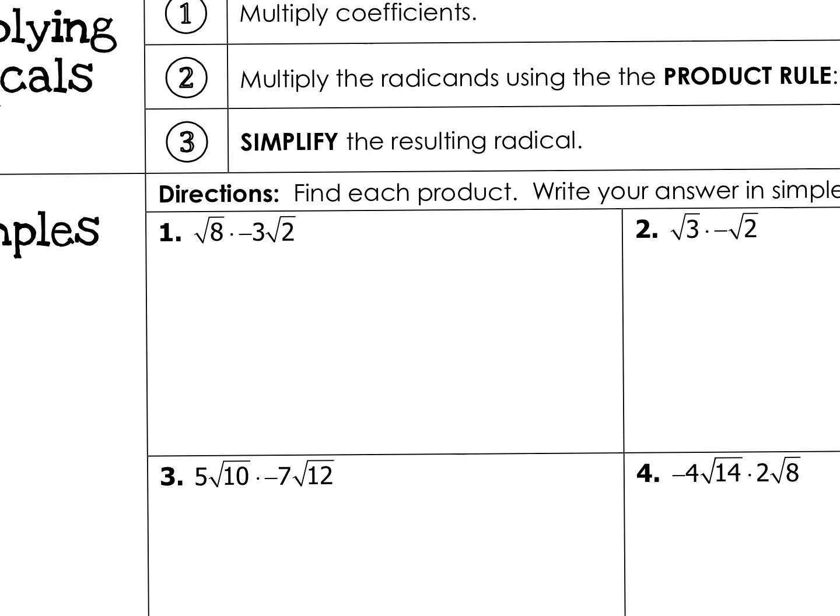So if you have square root 8 multiplied with negative 3 square root 2, I multiply the coefficients. Don't forget there's an invisible 1 in front of the square root 8. So you multiply the coefficients, and you get negative 3. And you multiply the radicands, 8 times 2, you will have square root of 16. And don't forget to simplify that. Square root 16 is basically 4. So you will have negative 3 times 4. Your answer will be negative 12.